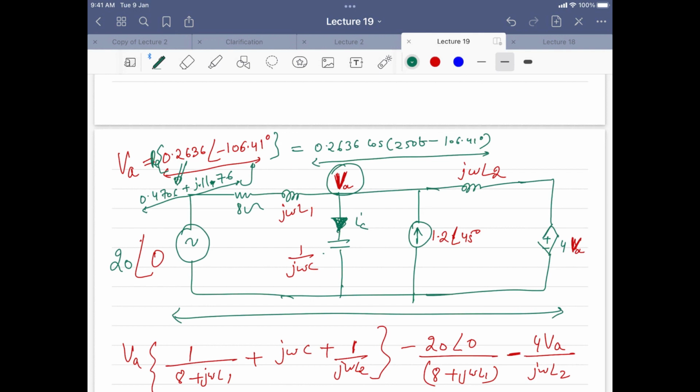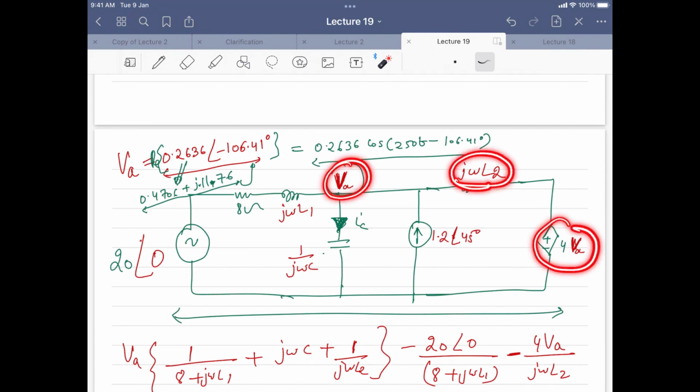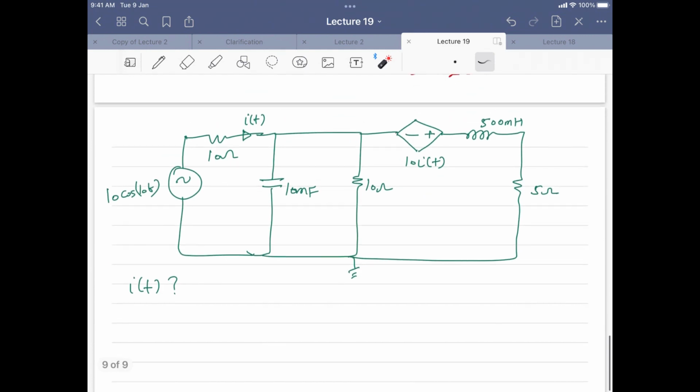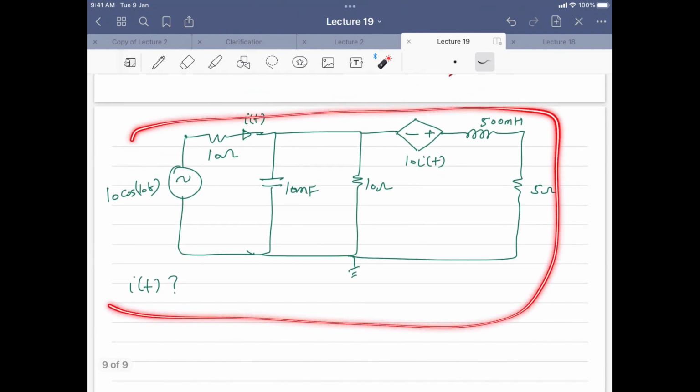And similarly, that is the advantage of nodal. So once you have this, you can take this, subtract from here, divide by j omega L2, you will get the current flowing here. Okay. So all these are, that's an advantage of doing nodal. Okay, so this is the question. Solve it.